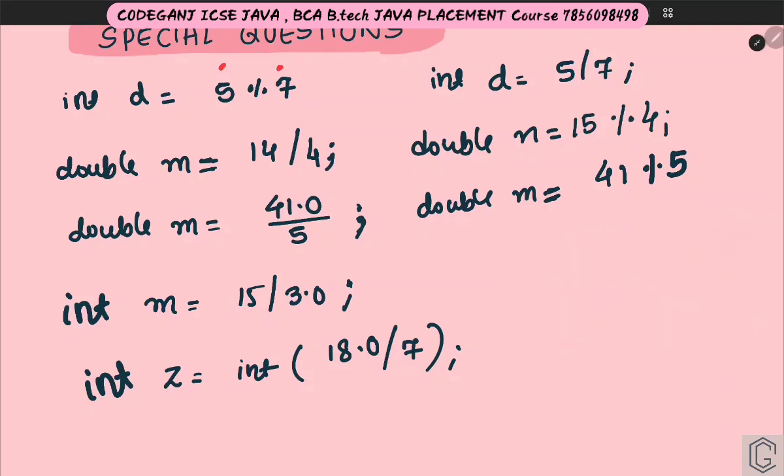Understood? Similarly, suppose there was a question called int m equals to 14 divided by 4.0. So this time again there would have been an error.